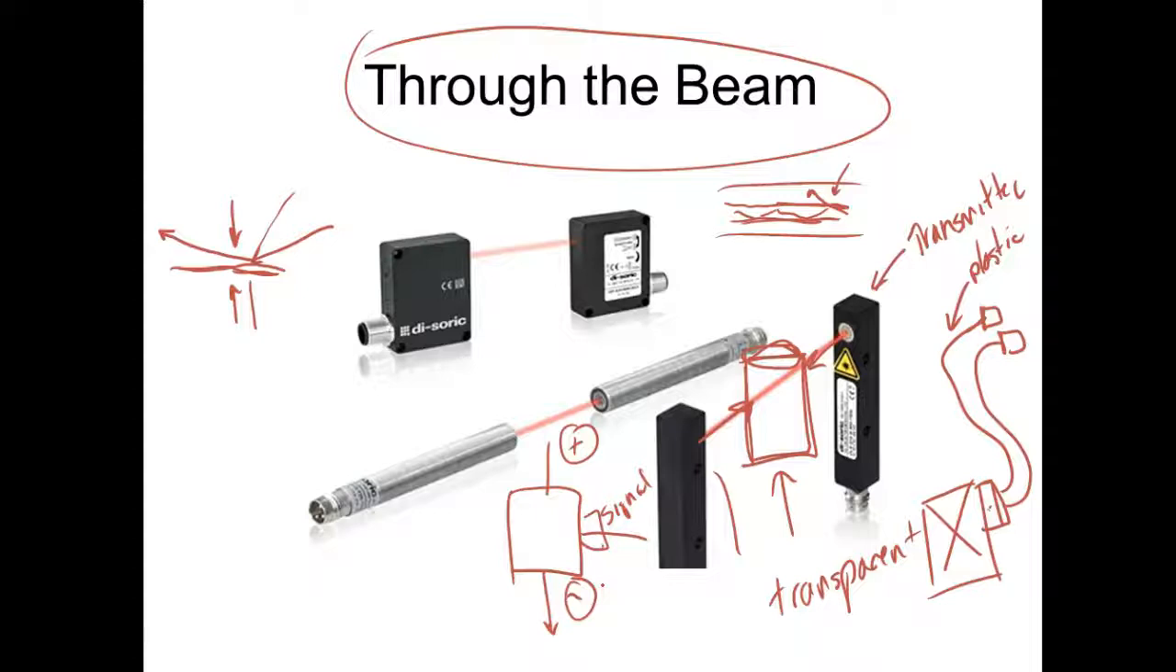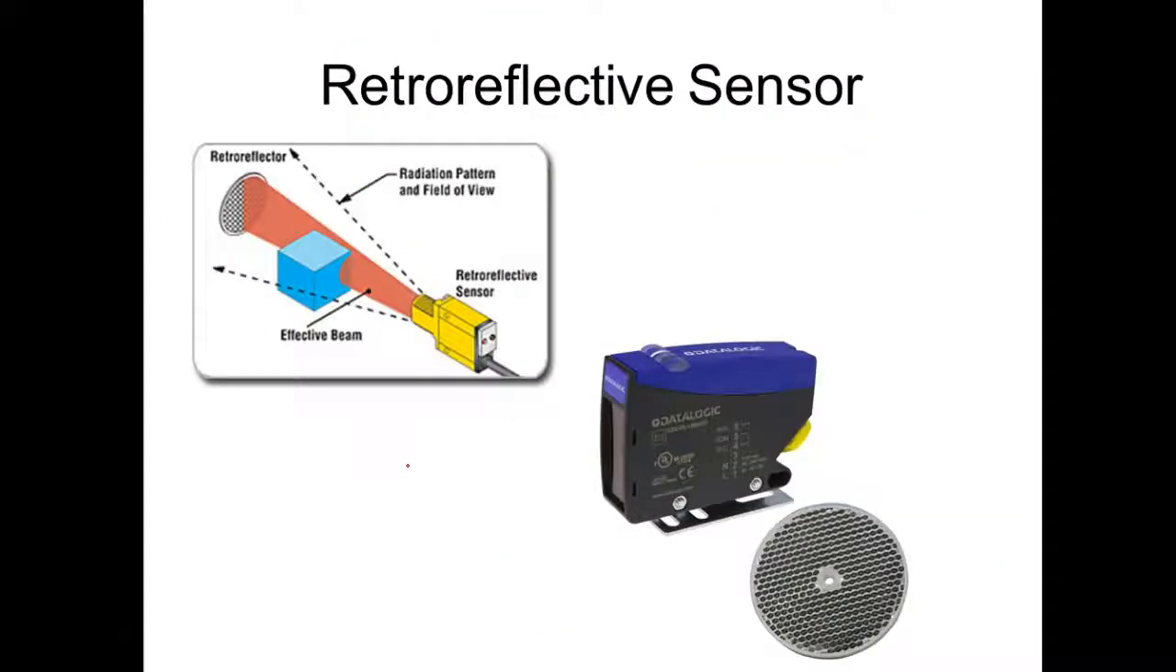So most of your solid state sensors are going to have an indicator on the sensor itself that tells you when it picks up something, when it detects what it needs to detect, and we'll see these on our manufacturing line. Through the beam.